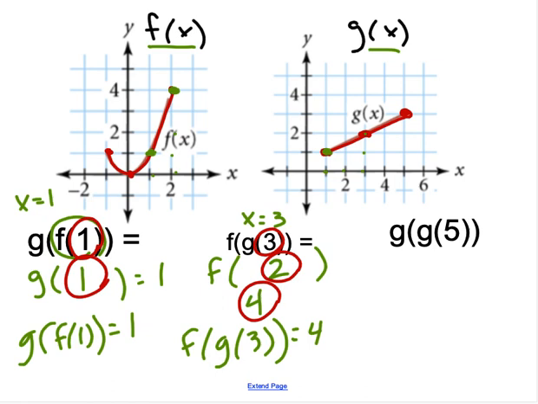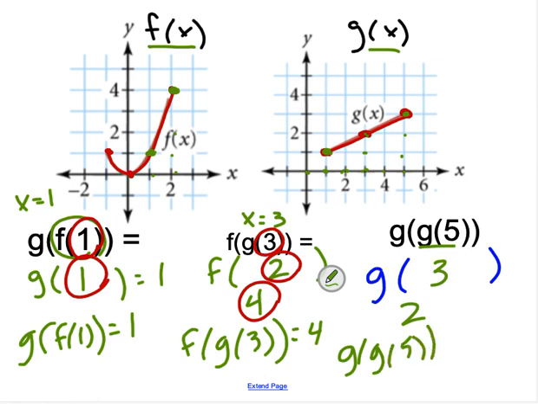And then finally, g of g of 5. This one's kind of fun because both the first time and the second time, we're just going to be using the g of x graph. So what is g of 5? On the g of x graph function, when x is 5, it looks like y is 3. So now we have to find g of 3. We stay on the same graph, g of x. When x is 3, y is 2. So g of g of 5 is 2.